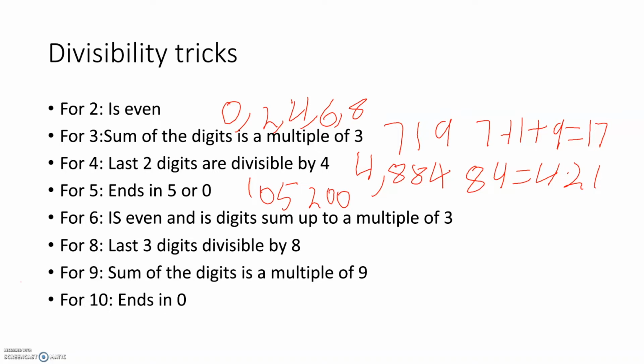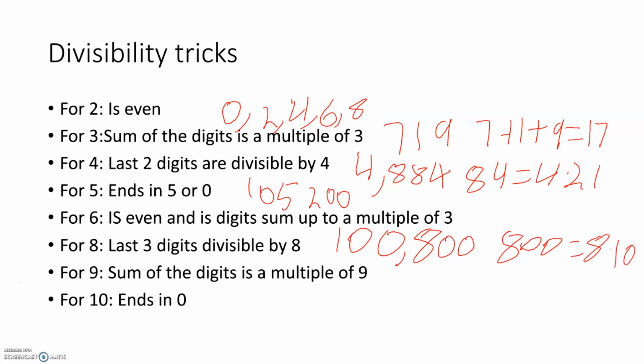For 6, it just must satisfy the divisibility trick for 2 and 3. For 8, the last 3 digits must be divisible by 8. So basically that means if we have the number 100,800, we know this is divisible by 8, since 800 is just equal to 8 times 100.